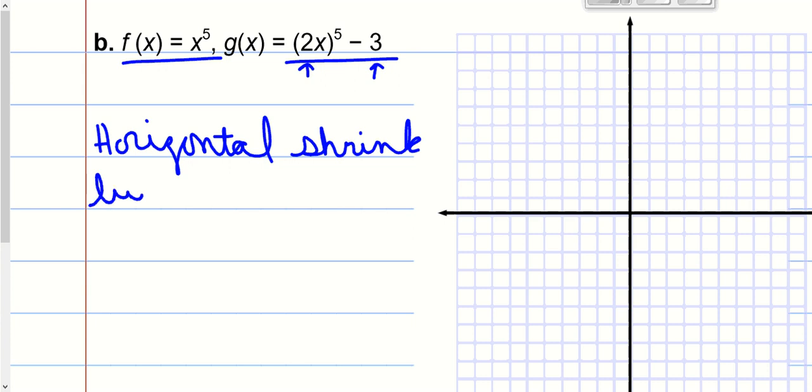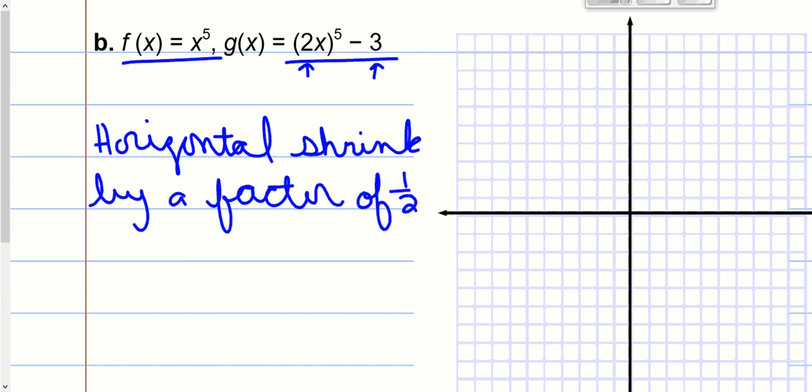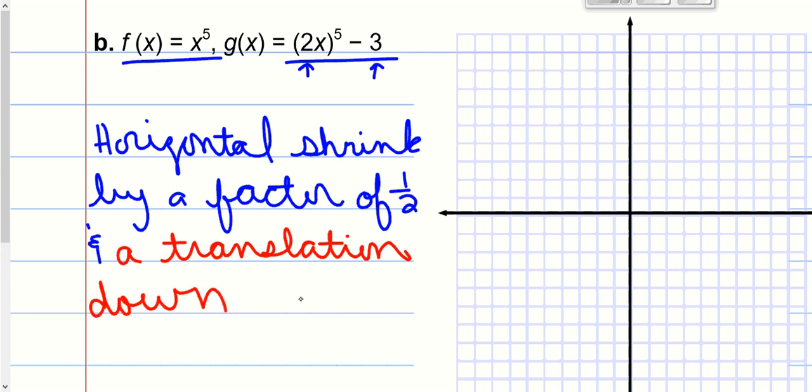by a factor of 1/2 because you flip it, and the 3 on the outside subtracted is going to move down, so we're going to say and a translation down 3 units.